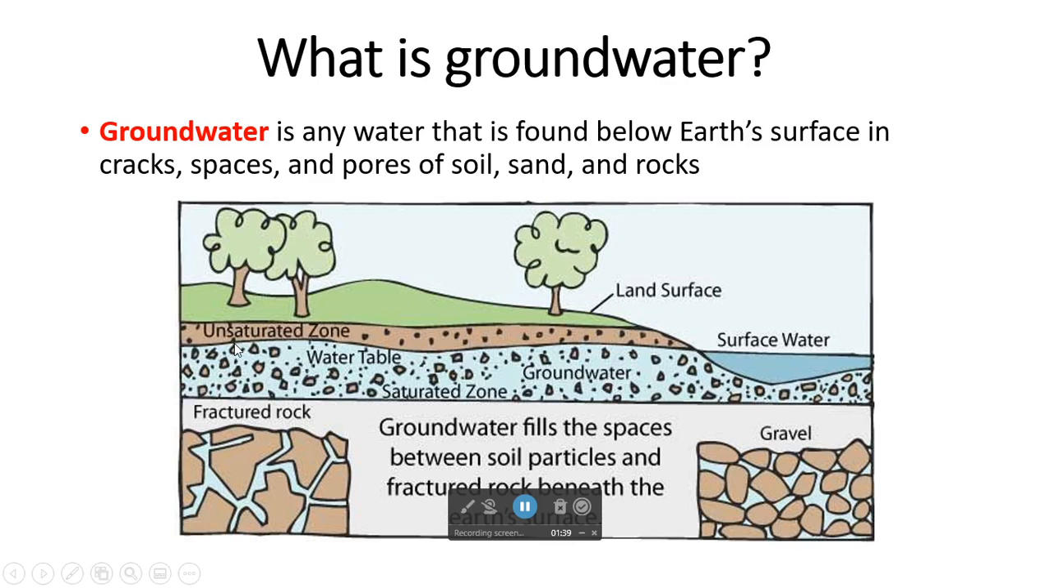So below the ground, we can have an area that's unsaturated, which means that all of the pore space in the rock and sediment is filled with mainly air. Whereas below the water table, or below a certain line, you have the saturated zone. And that's where you have a majority of the pore space in rocks and sediment filled with water specifically.